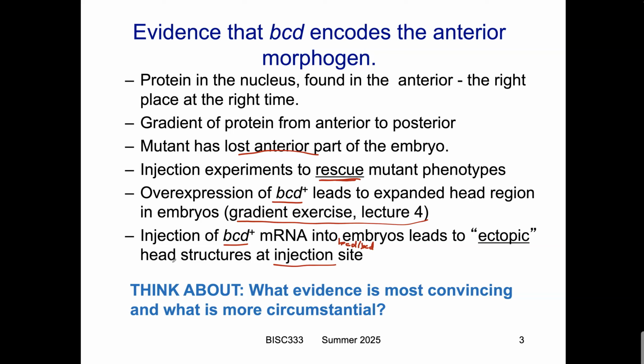Which of these pieces of evidence would be the most convincing that bicoid is actually the morphogen, and what would you consider more circumstantial? So it could just be coincidence, right?